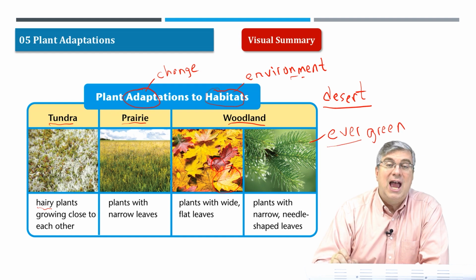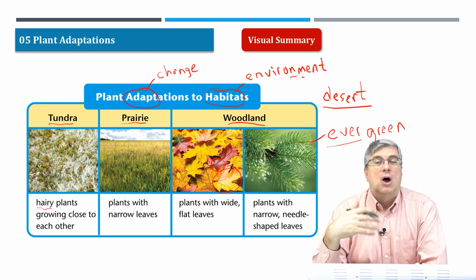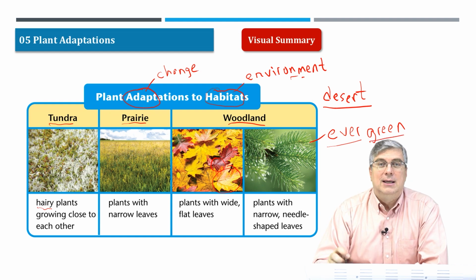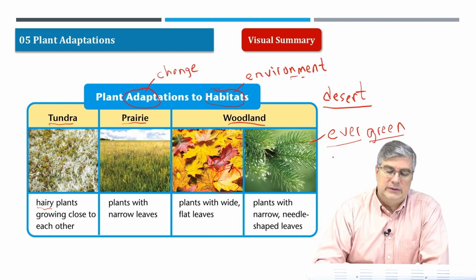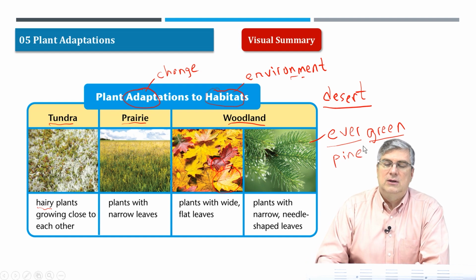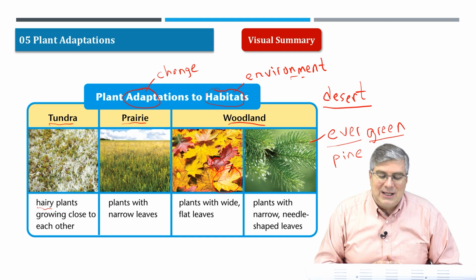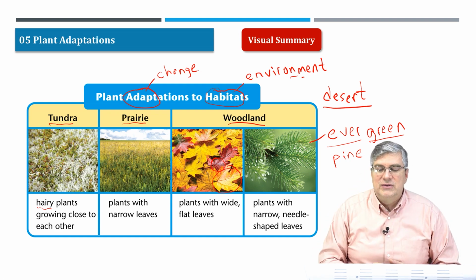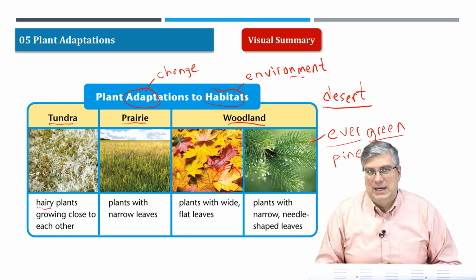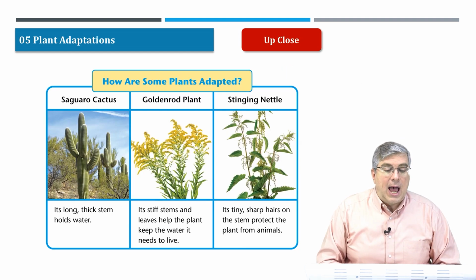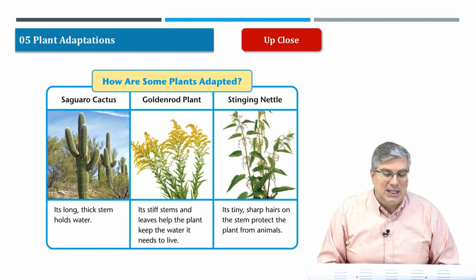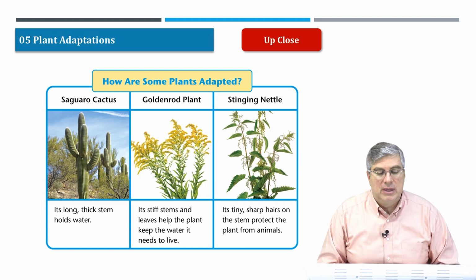It's easy to remember. Ever, because it's always. Ever, always, it's always green. Spring, summer, fall, winter, doesn't matter. It's always green. Pine trees are very common or typical evergreens, and we find those usually in the mountains. So plants with narrow needle-shaped leaves, those are usually evergreens. Good word. Okay, next, how do some plants adapt to their environment?